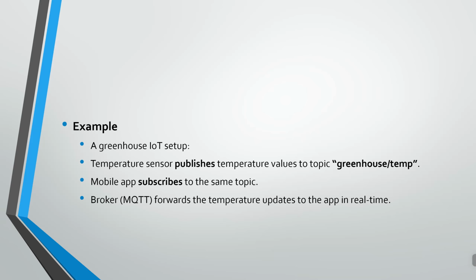So another example is a greenhouse setup. A temperature sensor publishes the data under one particular folder. Now a mobile application is subscribed to the same topic, the same folder. And then the MQTT broker forwards the temperature updates to the application in real time. Normally, this concept works something like this.